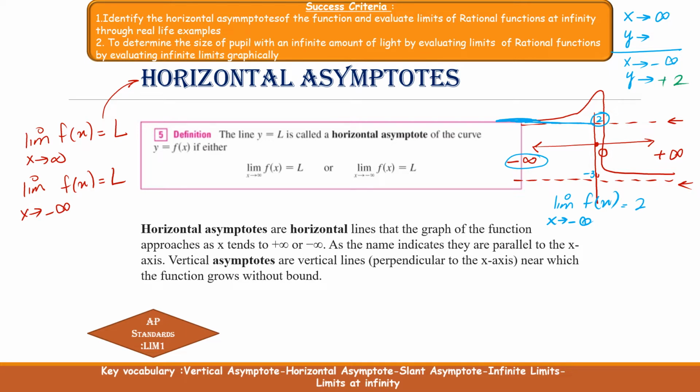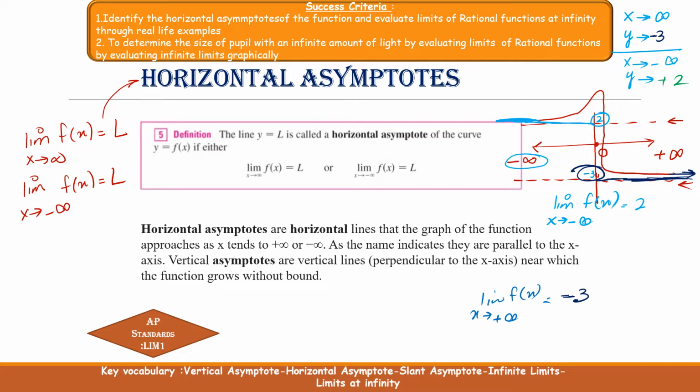Now, what is the end behavior of the function, the limit of f of x when x is approaching positive infinity? Look at the graph. Here is positive infinity. What is the y value? Here the y value is negative 3, which means that when x is approaching positive infinity, the value of the y is negative 3.